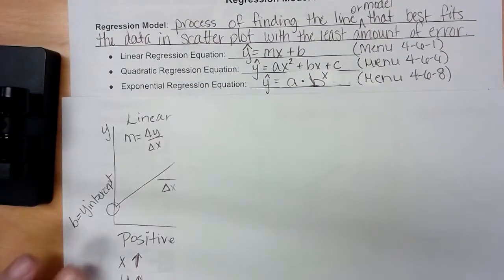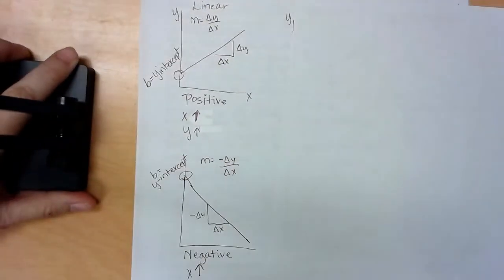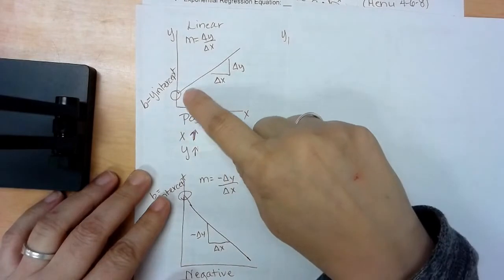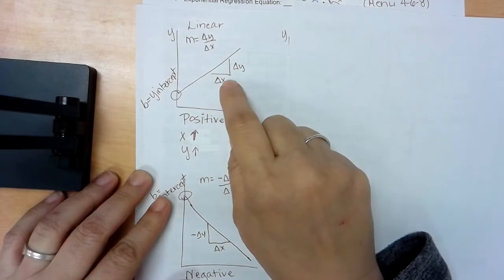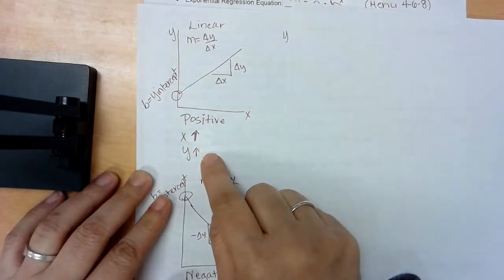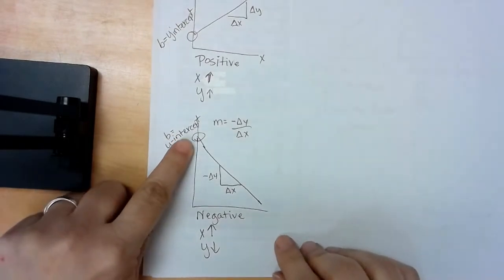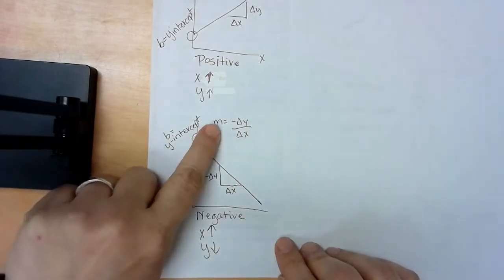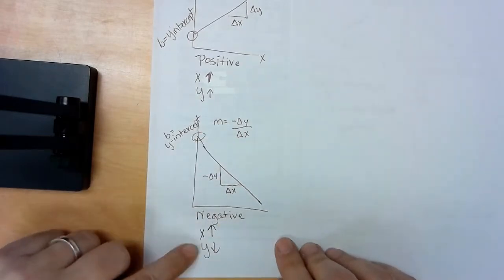So a linear regression has two forms. It has a positive form where the b, or the y-intercept, is low and the line seems to grow. As the change in the x, which means the distance between two x's, increases, the y increases. So you have a positive x increase, positive y increase. The other version is a negative linear where the y-intercept is high and the line seems to fall. And you have a negative change of y, so you have a negative slope. So as the x's increase, the y decreases.